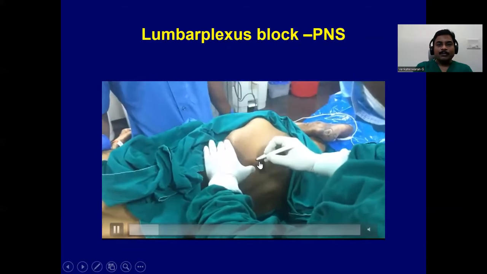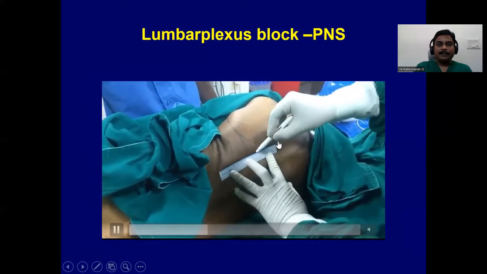And then from the upper border of the iliac crest, you have to draw a line which connects to the upper border of the iliac crest on the opposite side. So this line is called the intercristal line or Tuffier's line. And the third one will be the mid-spine. At the level of the spinous process, you draw a line, it's called the mid-spinal line.